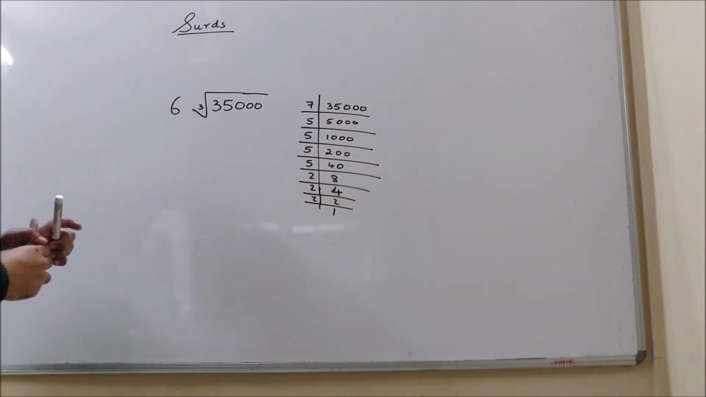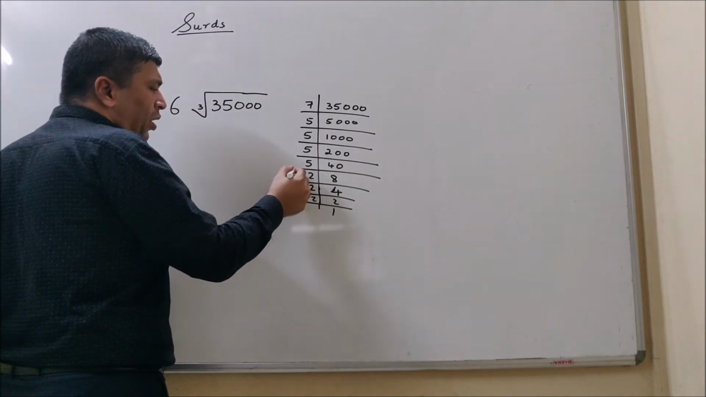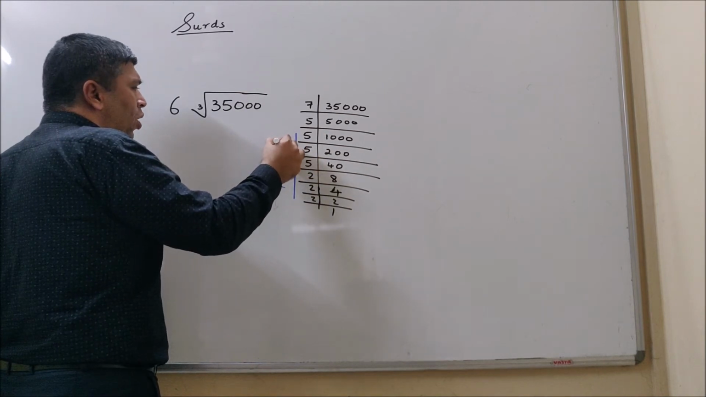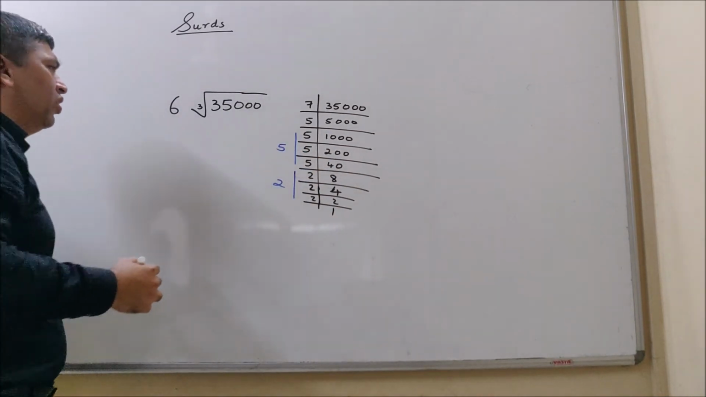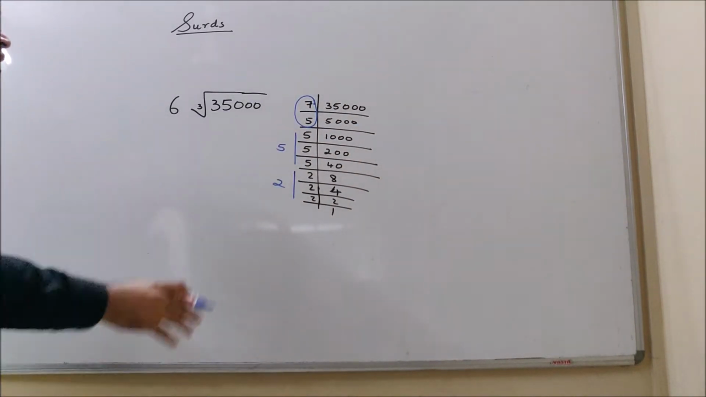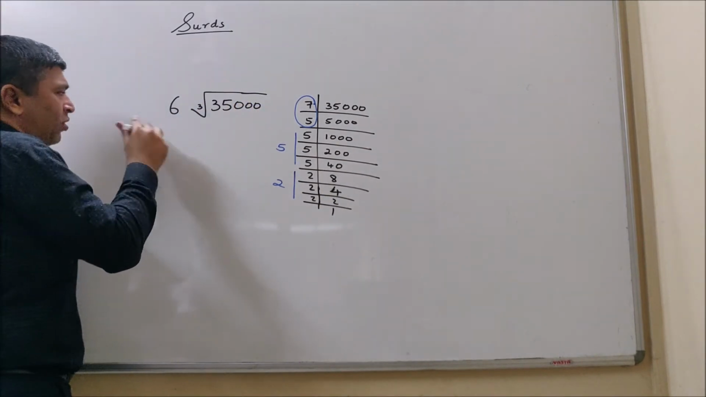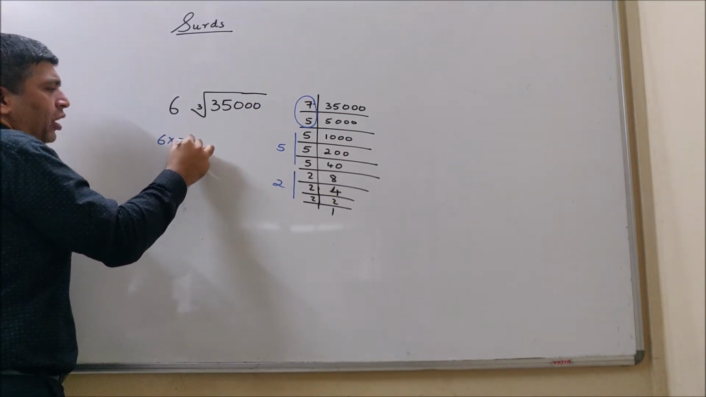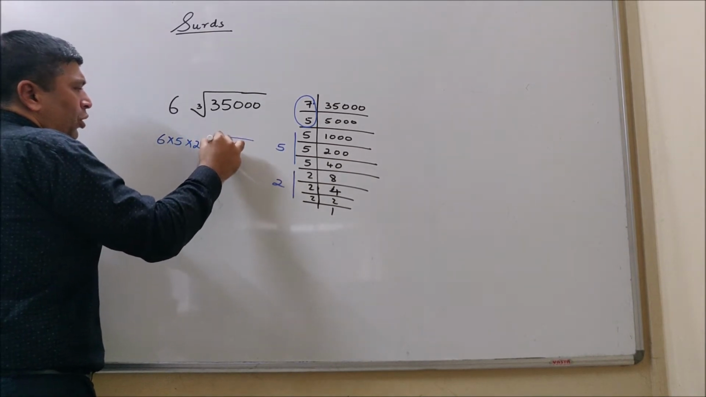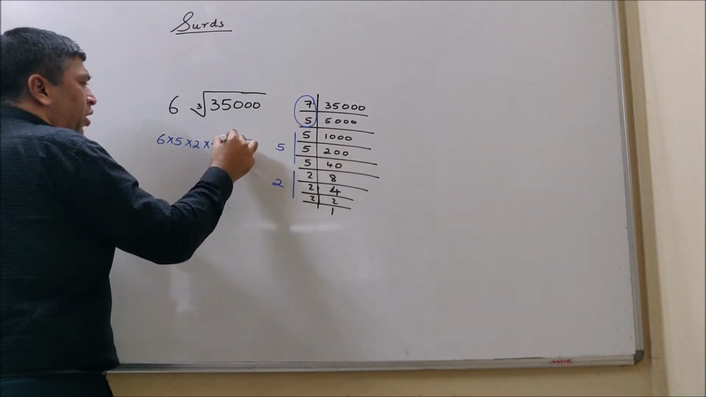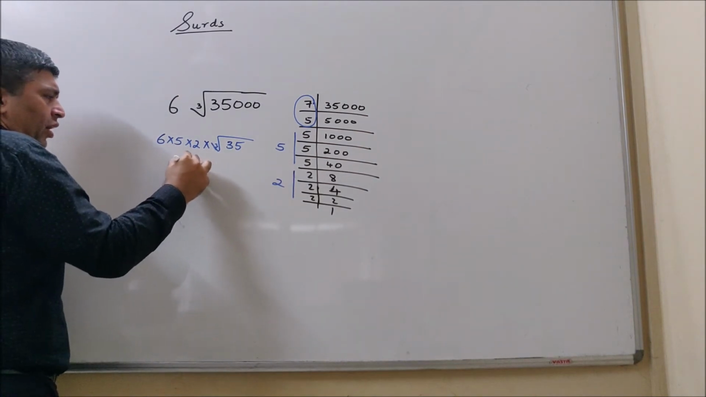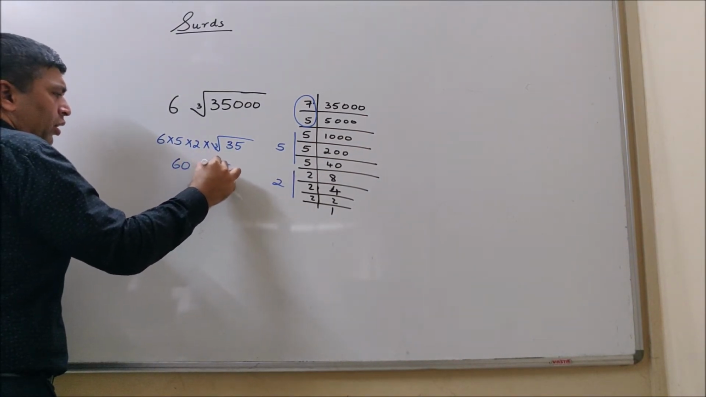Now, because it's a cube root, for every 3 numbers, we'll pull out one number. For every 3 numbers, we will pull out one number. Now, these two don't have a partner. So, they will remain in the cube root. So, your final answer will become 6 into 5 into 2 into the cube root of 35. So your final answer will be 60 cube root 35.